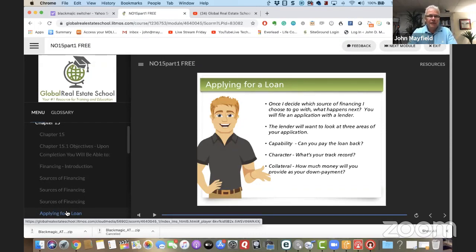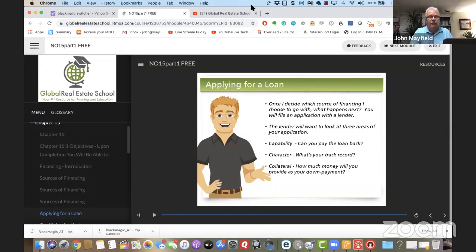So when you're working with buyers, I want to go over this slide. The buyer is going to apply for the loan, and the lender is really going to look at three areas: your capability, your character, and your collateral. Capability is, can you pay the payments? One of the things they're going to do is look at what we call a debt to equity ratio. So I'm going to jump over here to my iPad so I can show you this very quickly.